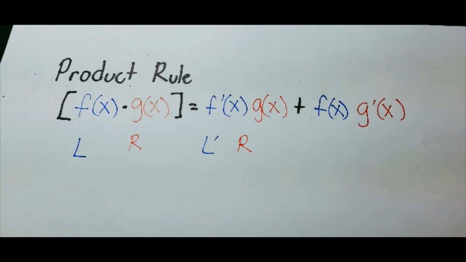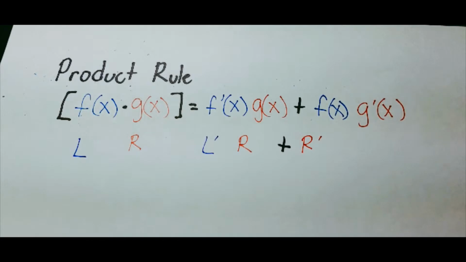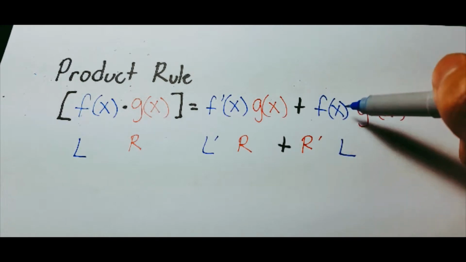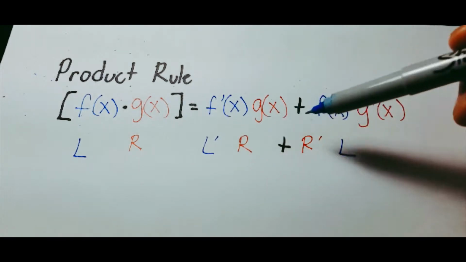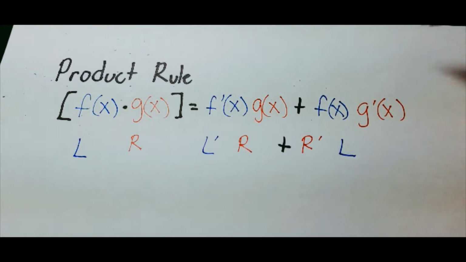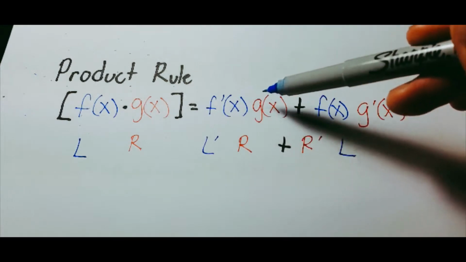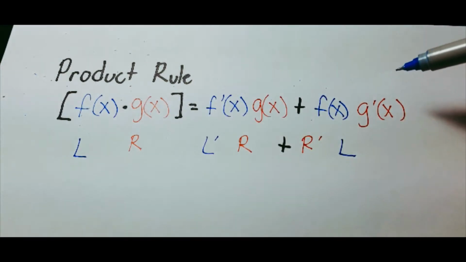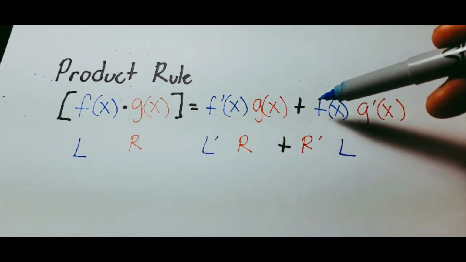plus right prime times left. Basically, this and this is the same thing. Left prime times right plus right prime times left. Or f of x times g prime of x plus f prime of x times g of x. It doesn't matter whether this goes on the left side and this one on the right side. Since you're adding them, it doesn't matter.